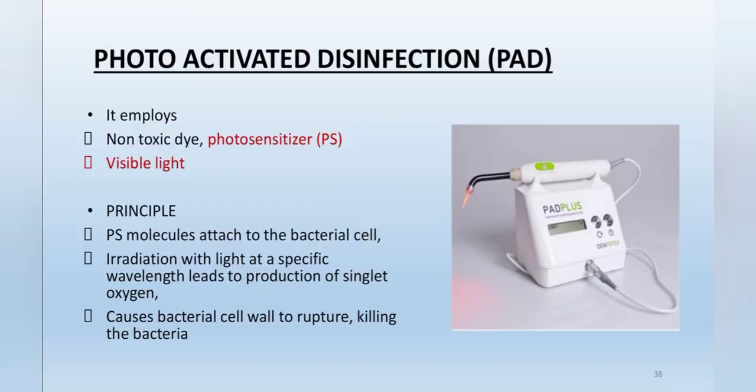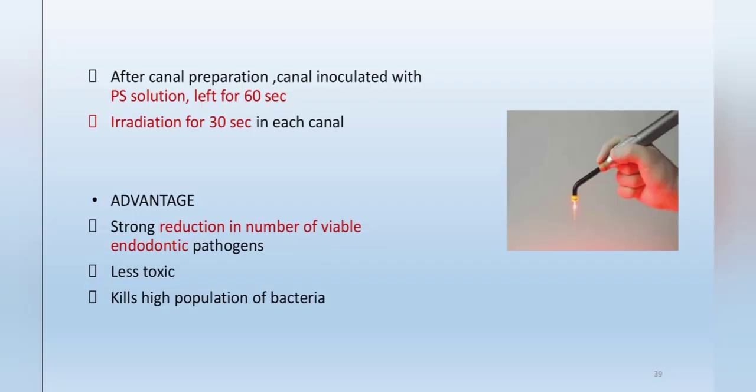Photoactivated disinfection, PAD. It employs a non-toxic dye, a photosensitizer, and visible light. Photosensitizer molecules attach to the bacterial cell. Irradiation with light at a specific wavelength leads to production of singlet oxygen, and this singlet oxygen causes bacterial cell wall rupture, killing the bacteria. After canal preparation, the canal is inoculated with PAD solution and left for 60 seconds. Next, irradiation for 30 seconds in each canal. Advantages: strong reduction in the number of viable endodontic pathogens. It is less toxic and kills a high population of bacteria.